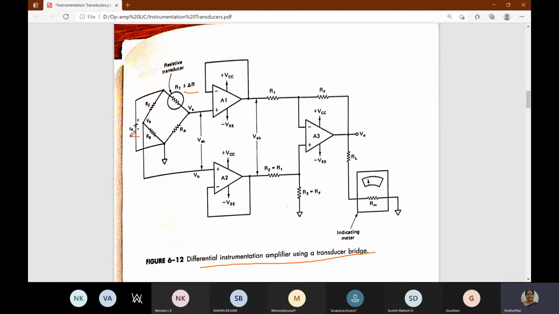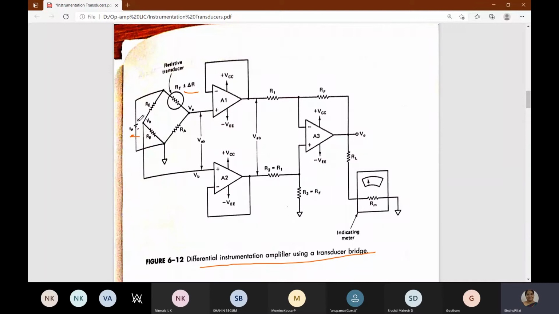And VDC, see, this is VDC. VDC is the voltage that is applied between the points here. From VA, this point is given to the amplifier A1, and from VB, the point is given to the amplifier A2. So here we have three op-amps, A1, A2 and A3. And we have all the resistances, R1, RF feedback resistances, and an indicating meter to show whatever voltage is generated.